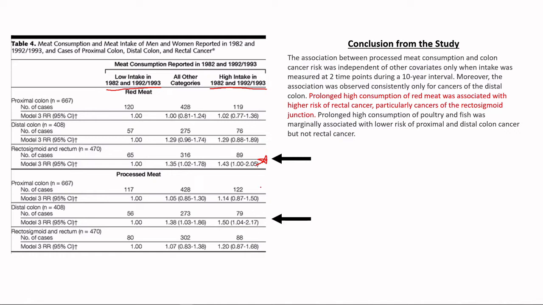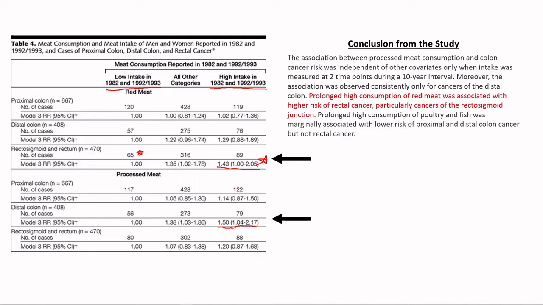Table 4 shows this data as an increase in the rectosigmoid and rectal cancers from 65 to 89 cases for a relative risk of 1.43 in the red meat group, and an increase in distal cancers from 56 to 79 for a relative risk of 1.5 in the processed meat group. The authors did not give a p-value for these trends, as we see they will do for Table 3. However, these confidence intervals were quite large, and this one touched 1.